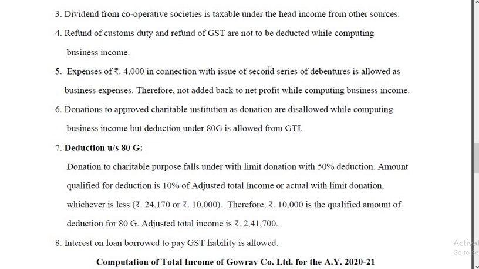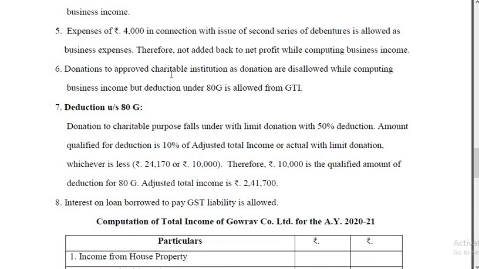Expense of rupees 4,000 in connection with the second series of debentures is allowed as business expense. Therefore, not added back to net profit while computing business income. Donation to approved charitable institution as donation is disallowed while computing business income, but deduction under 80G is allowed from GTI, gross total income. Already I explained that. Then deduction under section 80G, donation to charitable, same thing, continuation. So this is to be added back while computing business income, but it is to be taken under 80G as a deduction from gross total income.